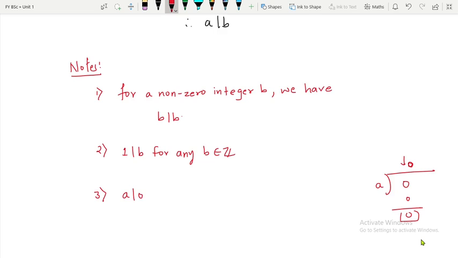Third one is A divides 0 for any non-zero integer A, because you should always avoid 0 upon 0. Just keep it in mind, okay? Because 0 upon 0 does not exist. I hope you know it.